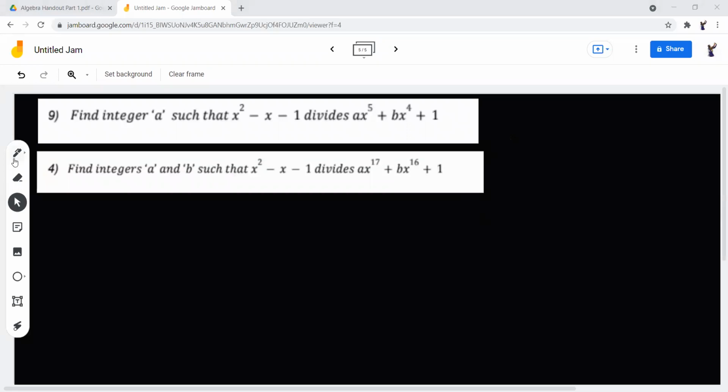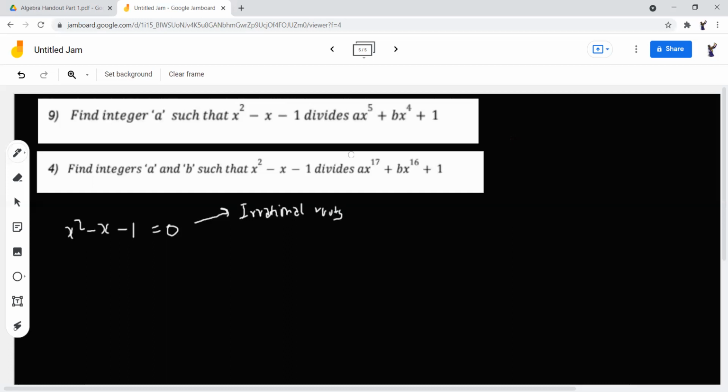So let us do the 9th question, and I'll give you time for the 4th question. Let us assume the roots of x square, so I have the equation x square minus x minus 1 equals 0. Now I know that the roots are not real. The roots are complex numbers. No, the roots are not complex numbers, but they are irrational. Irrational roots.